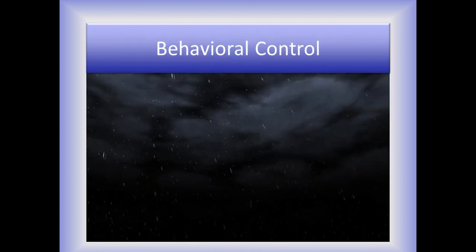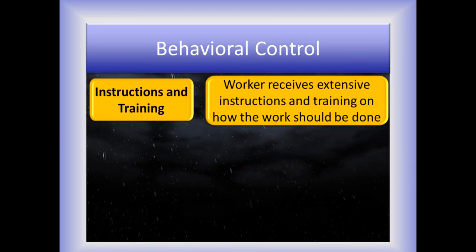Let's start with behavioral control. A worker is an employee when the employer has the right to direct and control the worker. The employer does not have to actually control the way the work is done, but still holds the right to direct and control the work. For example, instructions and training. If a worker receives extensive instructions and training from the entity on how the work should be done, or required procedures and methods to do the work, then this suggests that the worker is an employee.